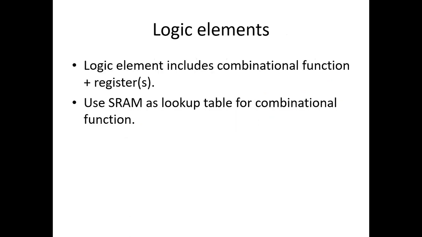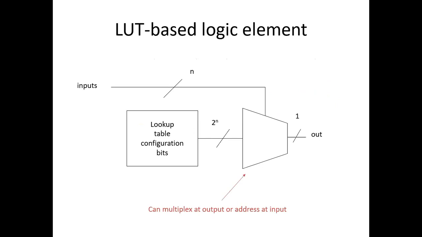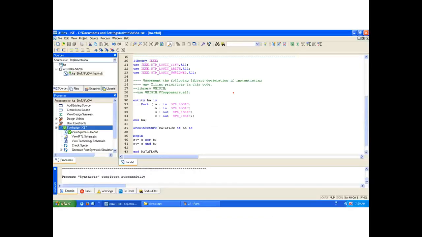So what about the CLB? In the CLB of the SRAM based FPGA, the logic element includes a combinational function with a register. It uses SRAM as the lookup table of the combinational function. So this is a scenario. What we are considering here is the lookup table, or configuration bits, and a multiplexer. Using this, we configure the program.